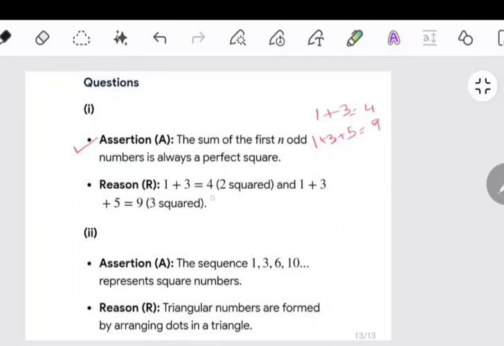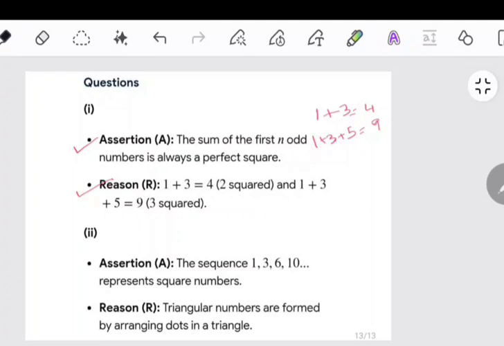Reason: 1 plus 3 equals 4. The reason we already explained here is also true. So the assertion and the reason are both correct and the explanation is also correct. These examples prove that adding consecutive odd numbers gives perfect squares. So the reason is also true. So we can say the assertion and reason are true, and the reason is a correct explanation of the assertion. Okay?